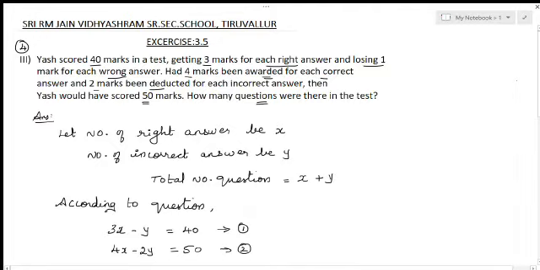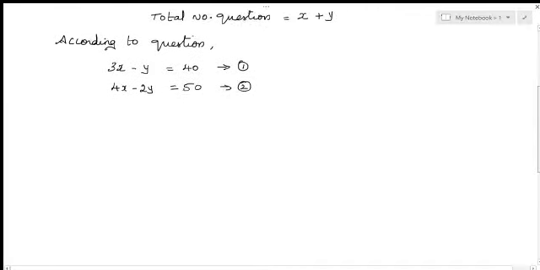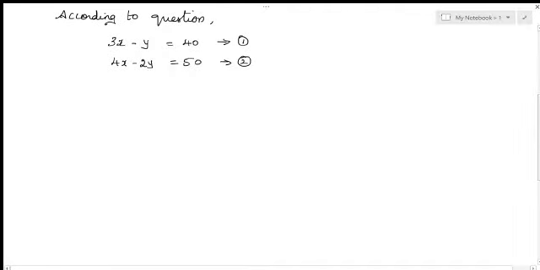Now we have to solve this pair of linear equations. I am going to solve this by the elimination method. So I have decided to eliminate the variable y. If I check the coefficient of y in the first equation, it is 1 and the coefficient of y in the second equation is 2. So I am going to multiply equation 1 with 2. 3 2s are 6x minus 2y equal to 80.